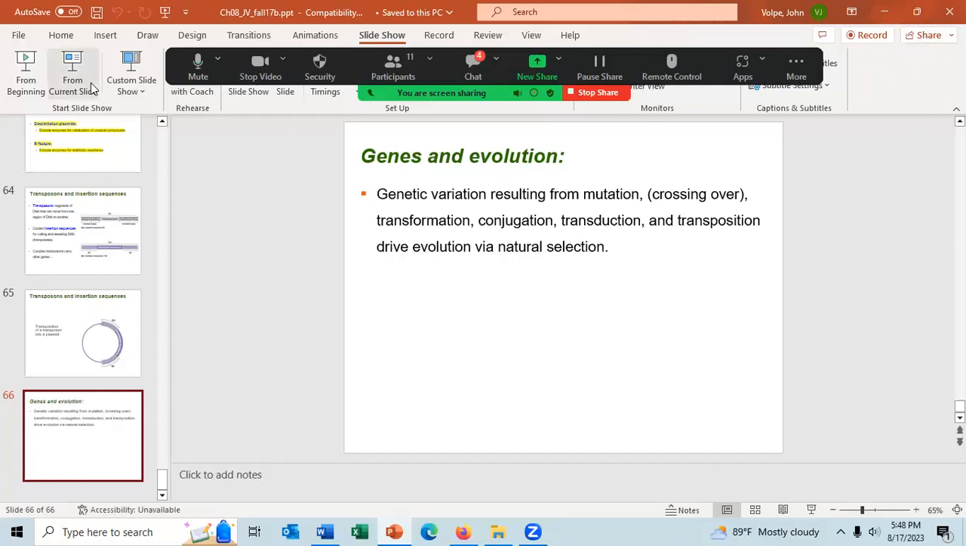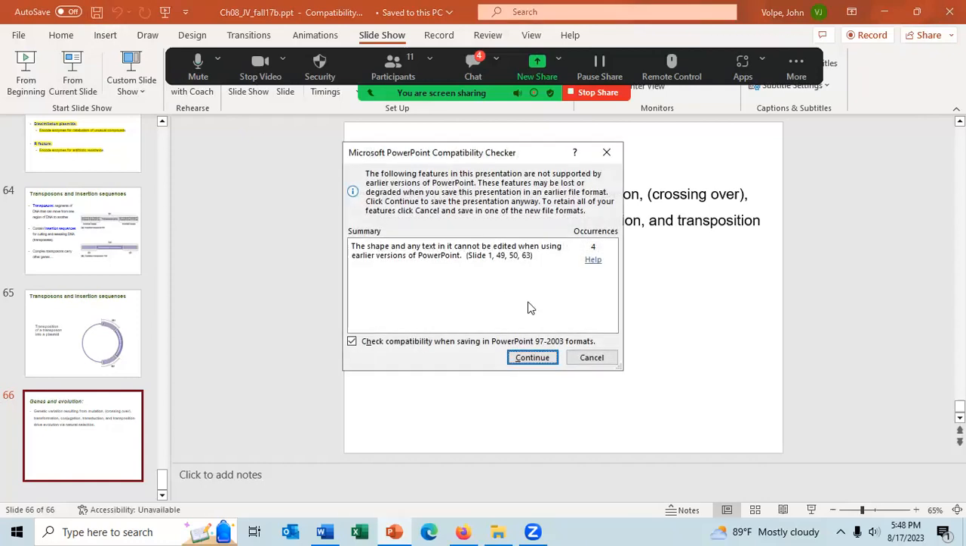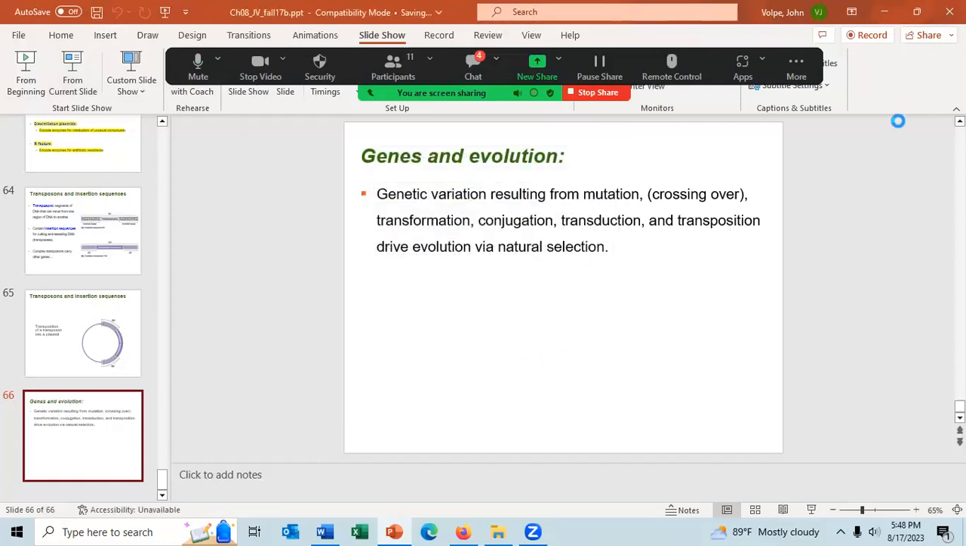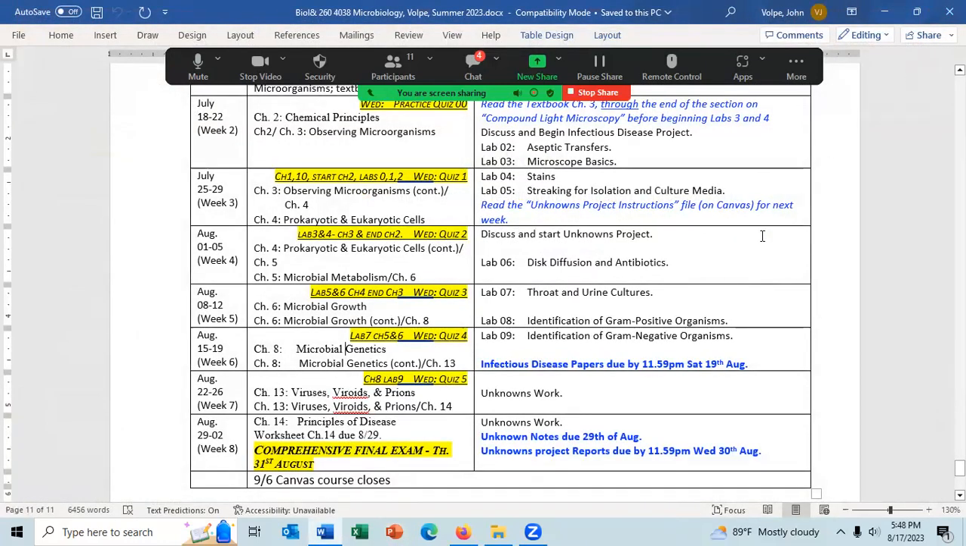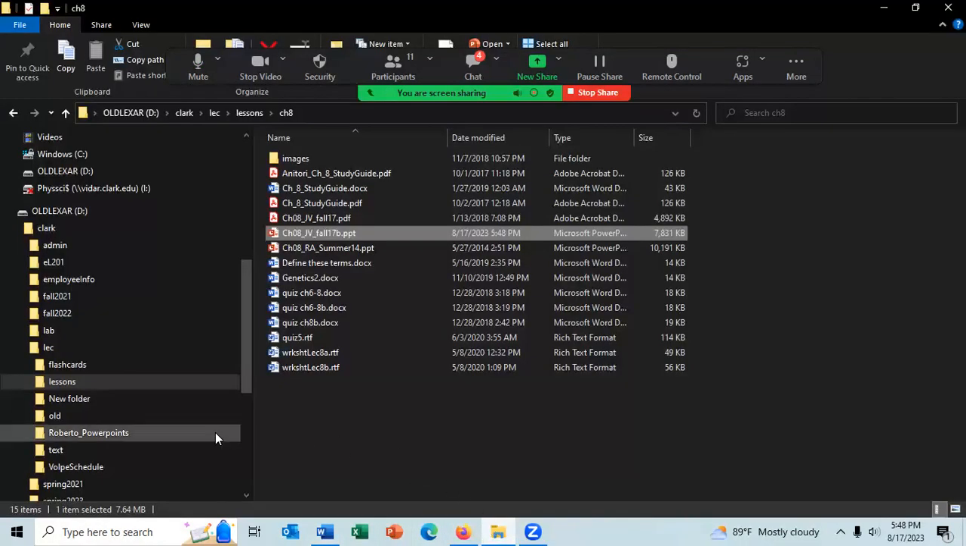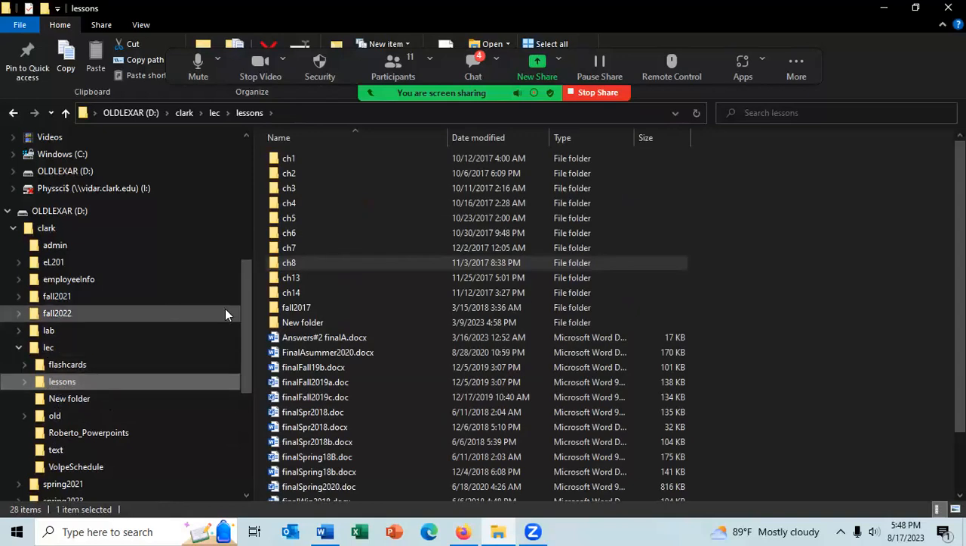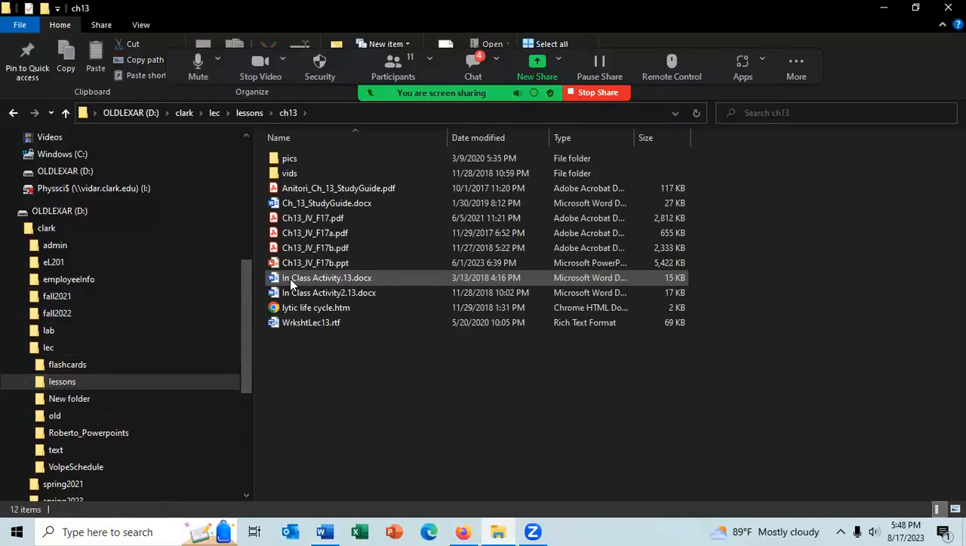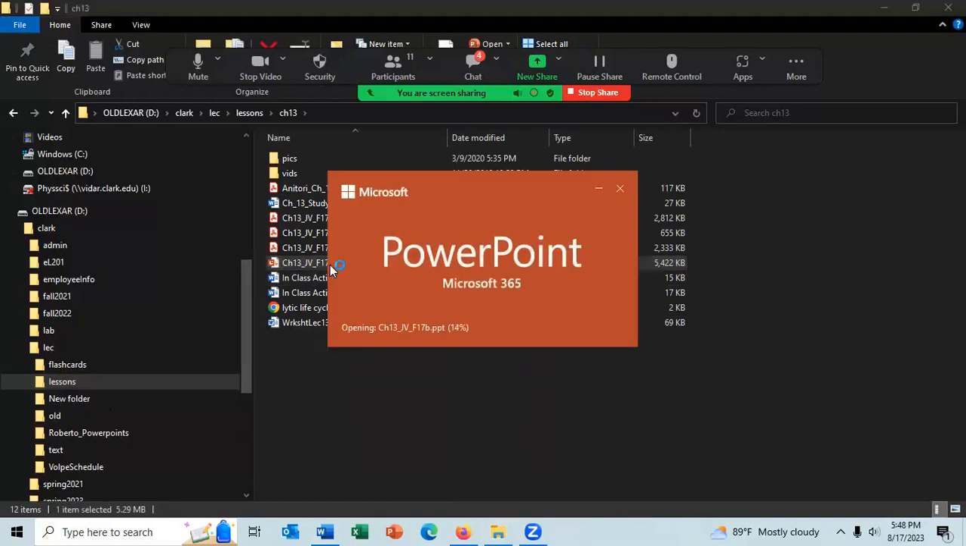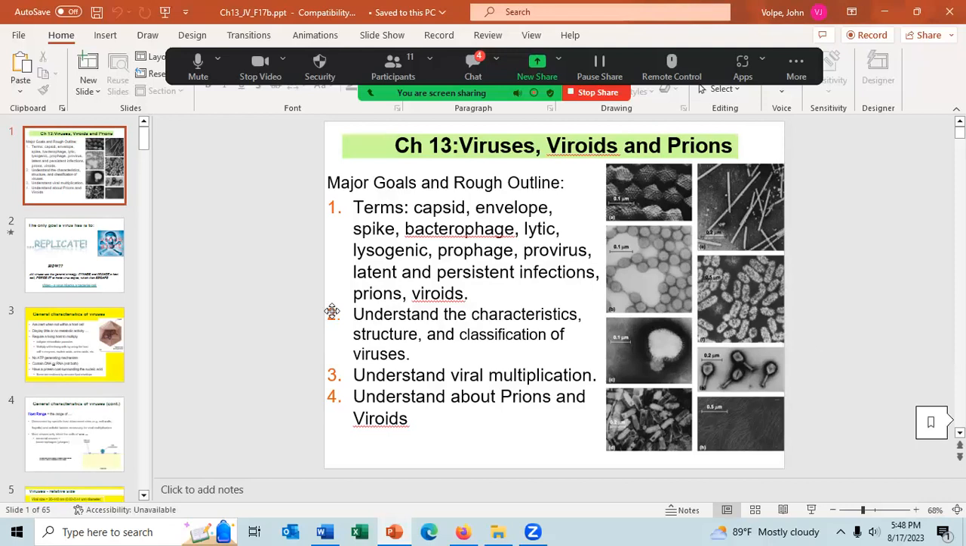Let me make sure I save this. Our next chapter is chapter 13, which I think is viruses, viroids, and prions. So chapter 13, viruses, viroids, and prions.